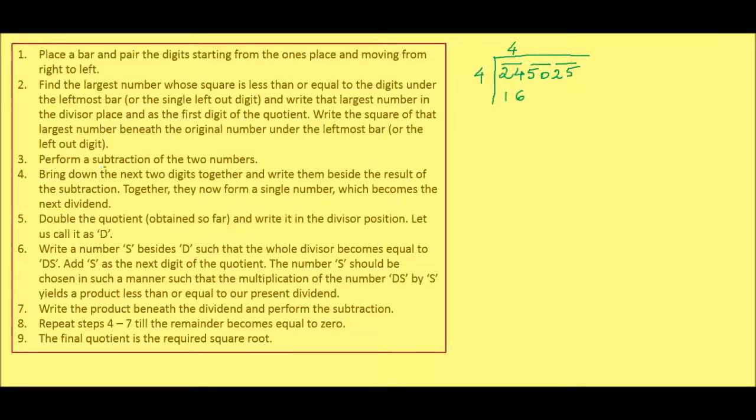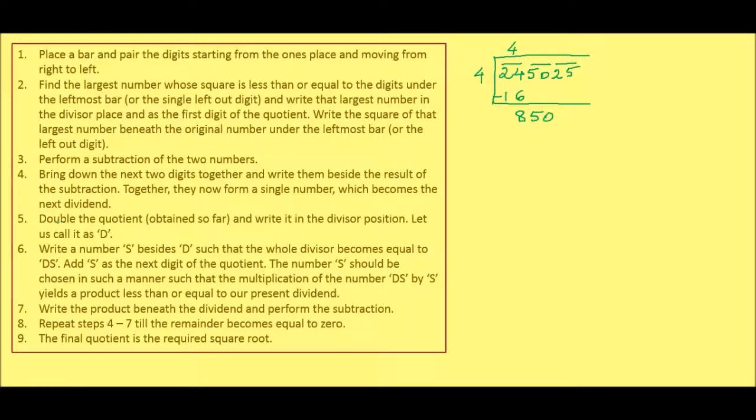Rule number 3 says perform a subtraction of the two numbers. So we will be performing a subtraction. 24 minus 16 will be giving us 8. Rule number 4. Bring down the next two digits together and write them beside the result of the subtraction. The next two digits are 5 and 0. So we bring down these two digits and we write them beside this 8. Together they now form a single number, that is, now it becomes 850, which becomes the next dividend. 850 is our next dividend.